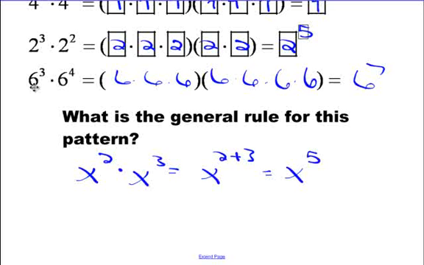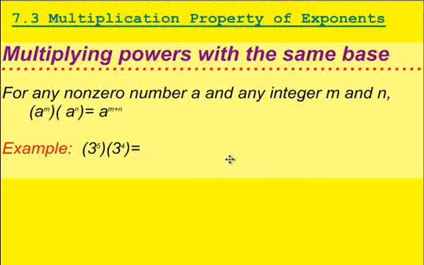So if I'm multiplying with the same base, in our example the base is x, all I have to do is add the exponents. And that's exactly what our rule says. For any non-zero number a, and any integers m and n, so we're talking about our exponents here, if I'm multiplying with the same base a, I'm going to add the exponents. So if I have 3 to the fifth and 3 to the fourth, we would get 3, and 5 plus 4 is 9, so 3 to the ninth.